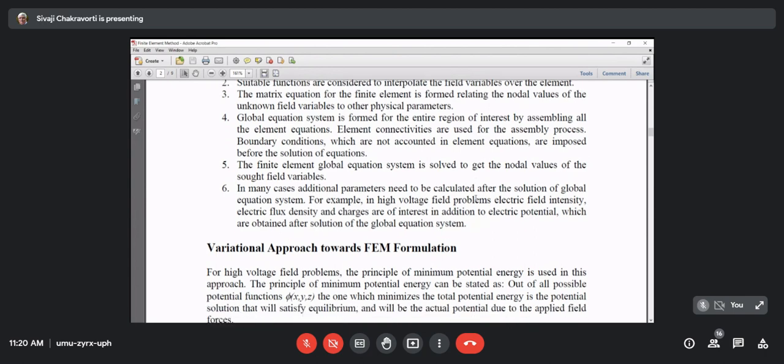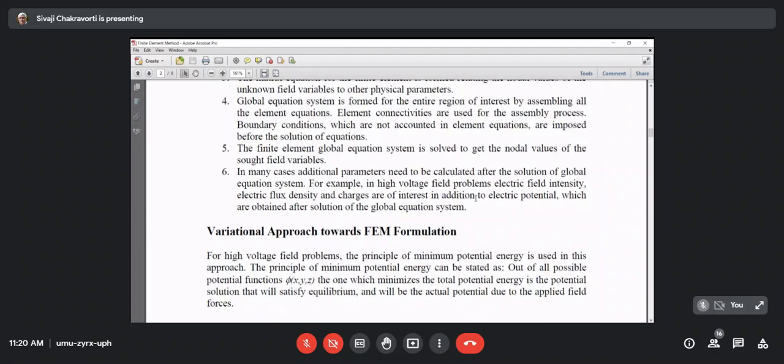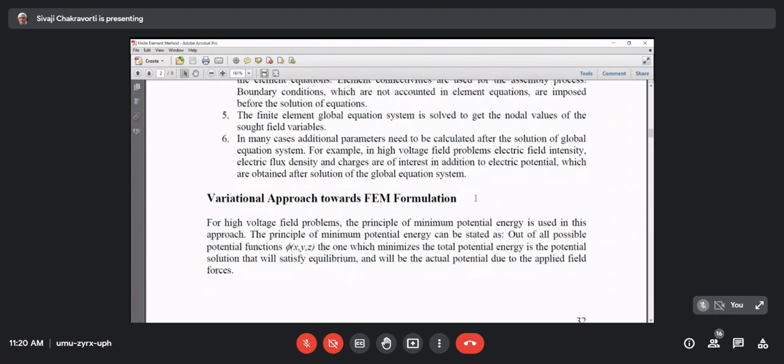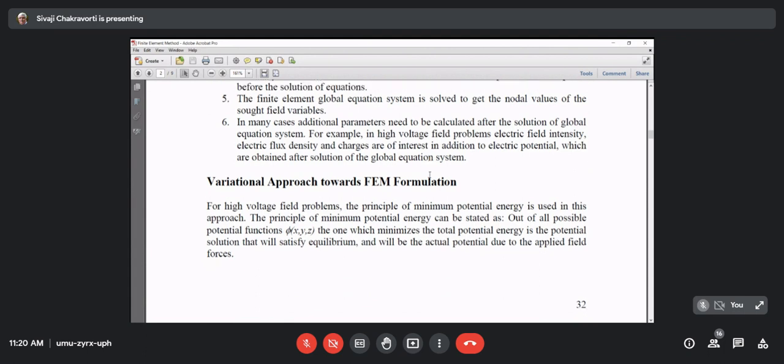Then we solve this global equation set and we get the values of the primary field variable, but not everywhere, but only at the vertices of the triangle, that is the FEM nodes. And if any other quantity has to be computed, then after the solution of the global equation system, we can use any known field equation or any mathematical technique like interpolation, and we can find out the other quantities.